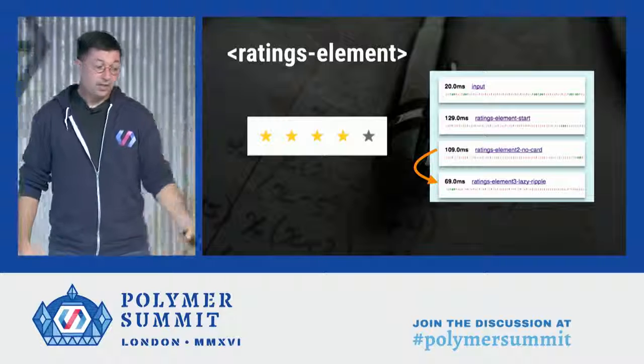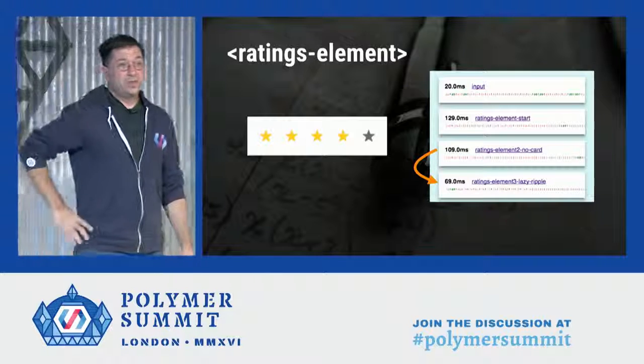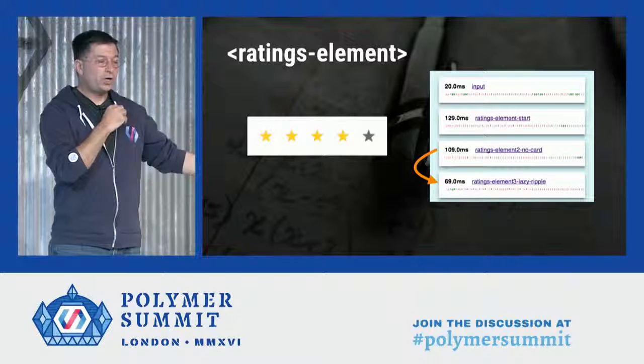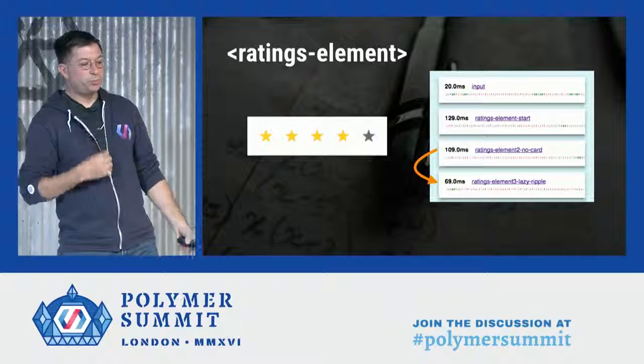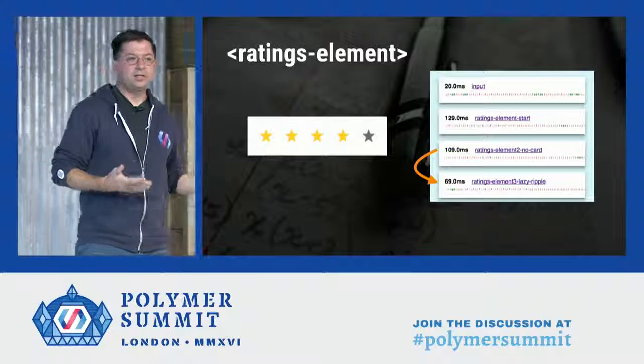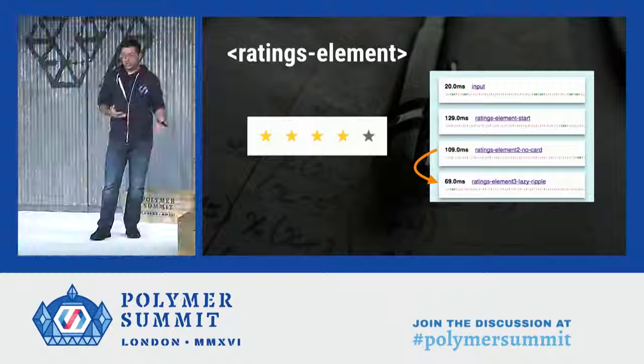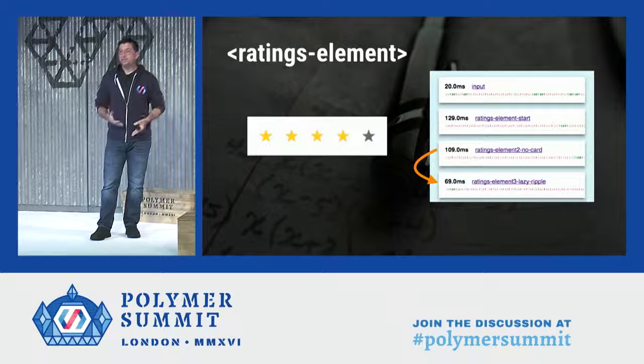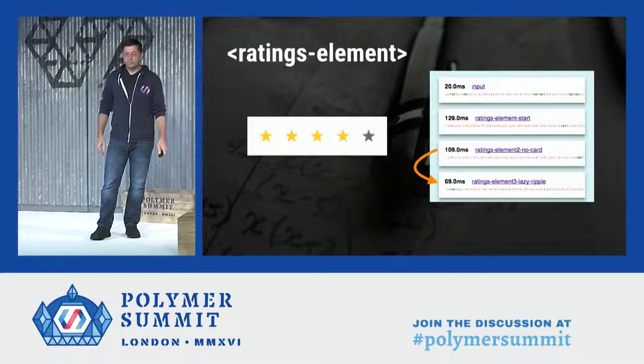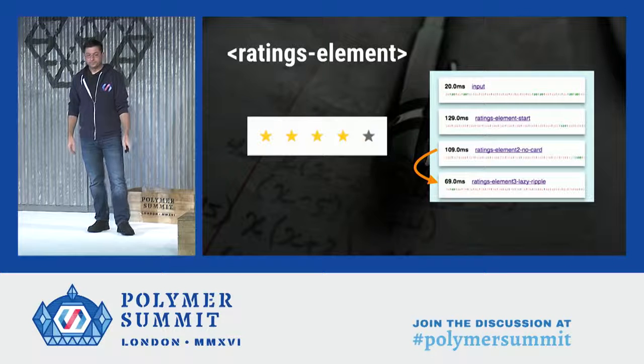So that's pretty significant. We got a nice bump here. This is not totally surprising, given that paper ripple is doing a pretty fancy thing. It's doing some complex work. And by creating that element lazily, we save ourselves a good chunk of work for that initial render. So we're getting there, not quite there yet, but we're getting there.